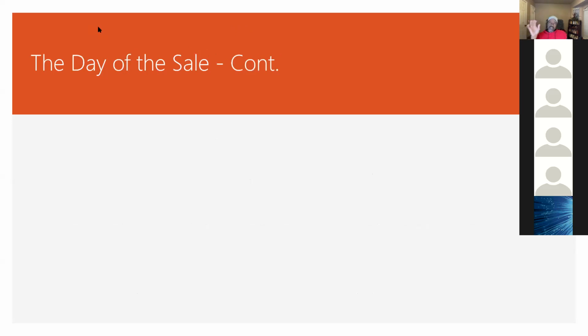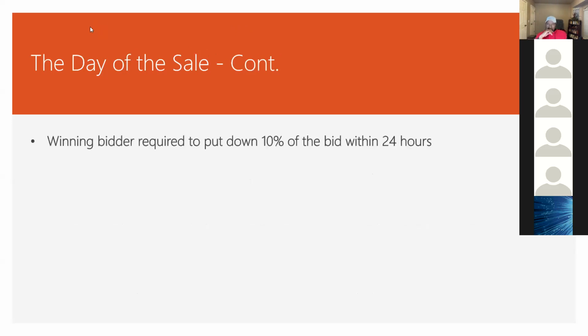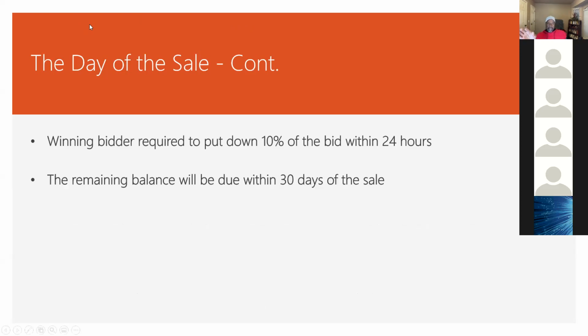So let's keep going and talking about the day of the sale. So the winning bidder, if you win the bid, let's say you bid it and you want it, you got it at 100,000. You've got to put down 10% of that 100,000 within 24 hours. Okay, and it's got to be certified funds, cash or money order. All right. The remaining balance is going to be due within 30 days. So let's say you put down the 10% and then you don't make it with the rest of it in 30 days, you just lost your 10%.